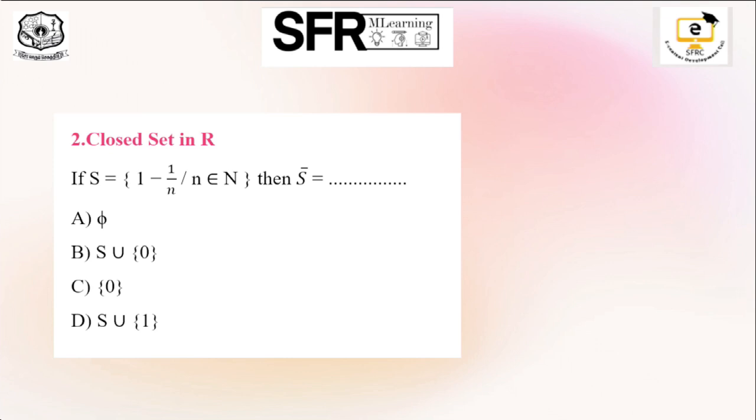For this we know that S closure is equal to S union D of S. Here D of S is nothing but the limit point of this sequence. If you put the first element of the sequence, 1 minus 1 by 1, that is nothing but 0, and the second is 1 minus 1 by 2, which is 1 by 2. The third is 1 minus 1 by 3, which is 2 by 3. Proceeding in this way, all of these values are going to the number 1. Therefore, D of S is nothing but the number 1. So option D is correct, that is, S closure is equal to S union singleton set {1}.